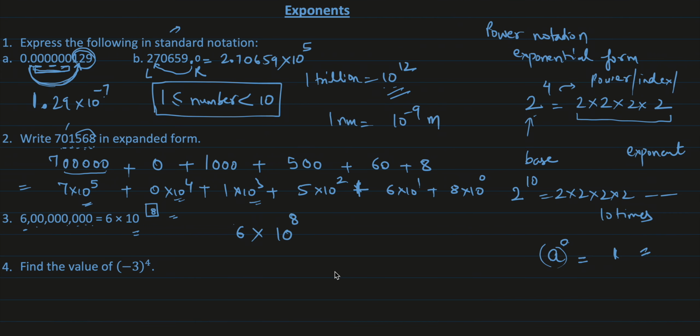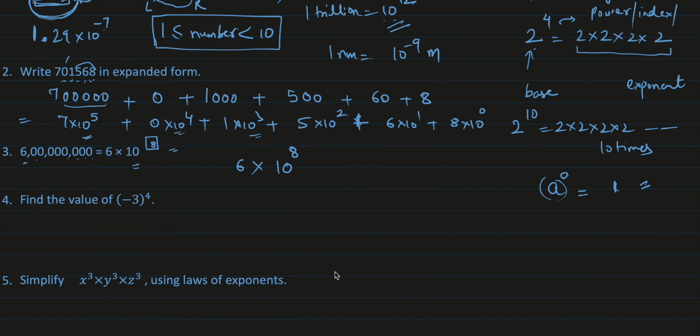Now let's move to the fourth question. Find the value of minus 3 to the power 4. So here the base is minus 3. This base minus 3 is being multiplied how many times? 4 times. The power represents that we have to multiply it 4 times. So 3 3s are 9, 3 3s are 9, and 9 9s are 81. But these are negative numbers. How many negative numbers are there? Even number of negatives, so the answer will be positive. Okay students, I hope this is also clear.